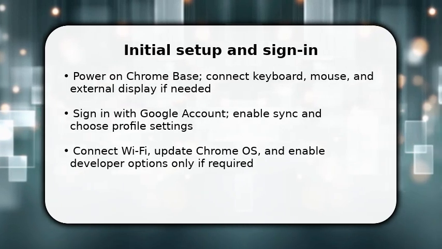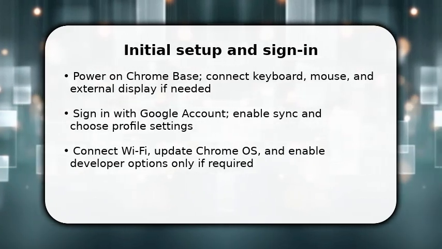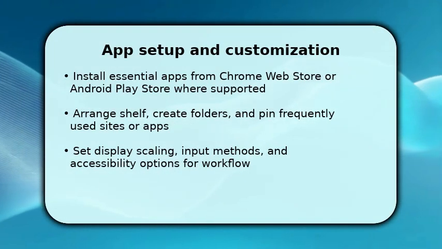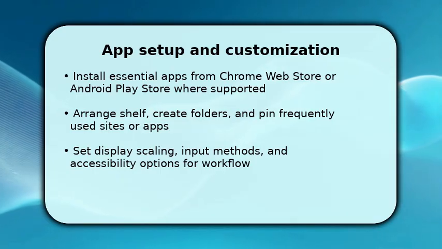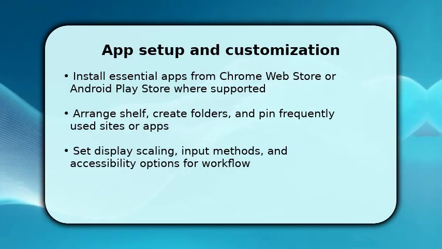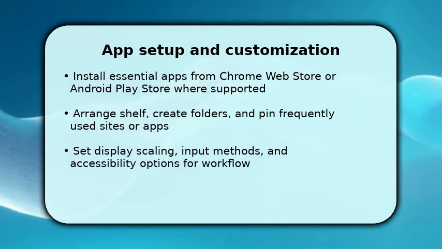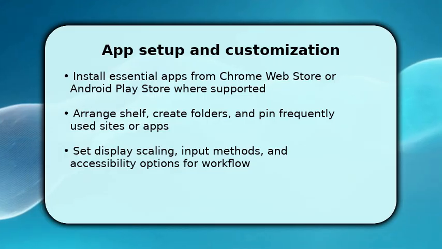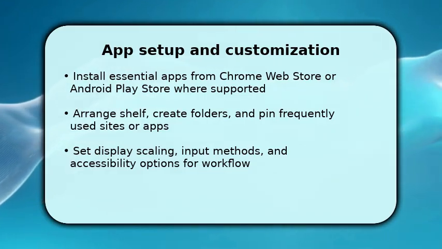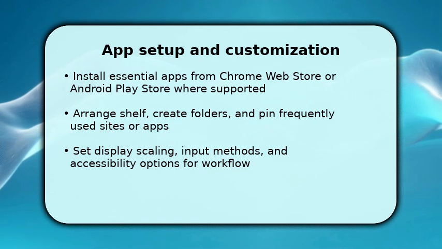You now customize the interface and install what you need. Open the Web Store or Play Store to install productivity and web apps. Prioritize lightweight PWA versions when available. Once apps are installed, pin them to the shelf and group related apps into folders to reduce clutter. Adjust display scaling and input methods to match your monitor and keyboard preferences, and enable accessibility features if they improve efficiency. These choices speed daily use and make multitasking on your Chrome base practical and comfortable.